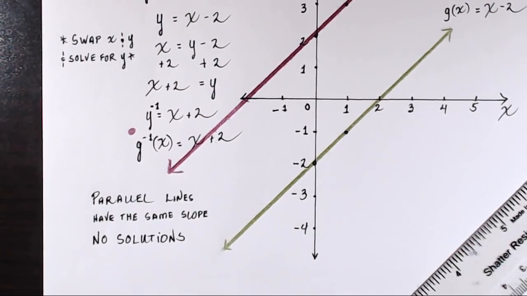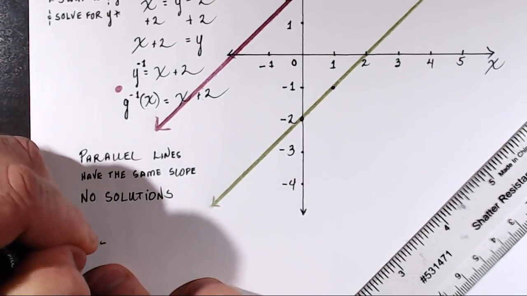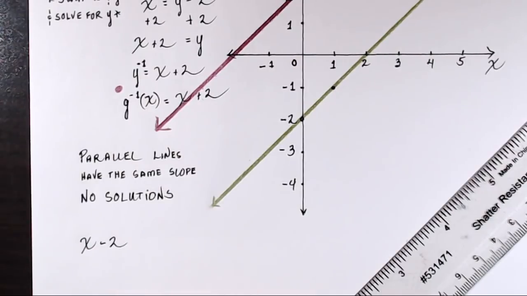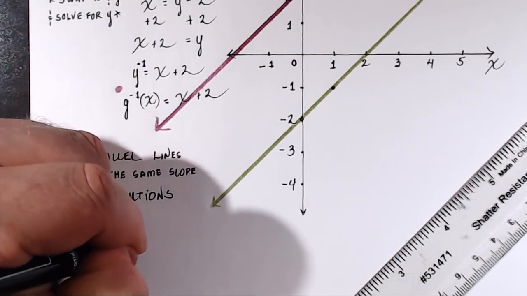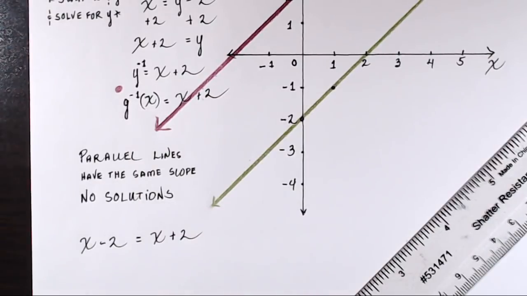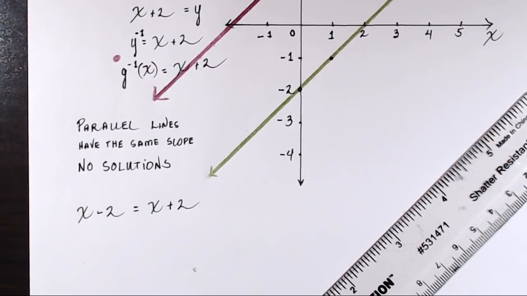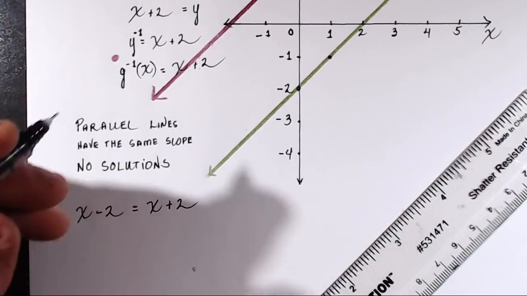If I did not remember that, I could have taken the original function, x minus 2, and set it equal to the inverse function, x plus 2, and then tried to solve for x, right? So watch what happens when I do that. You come up with a mathematical contradiction.